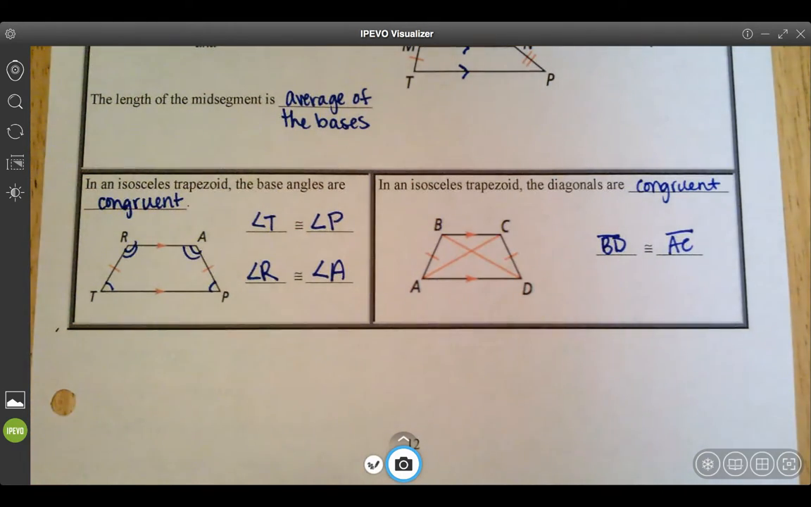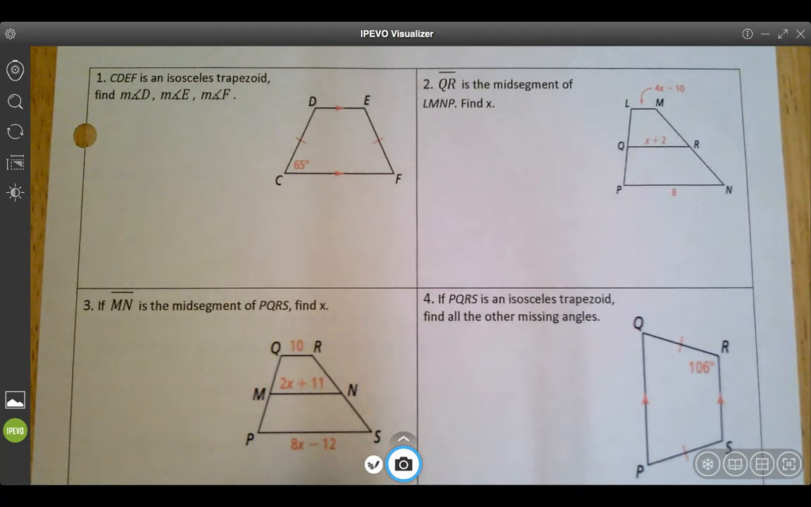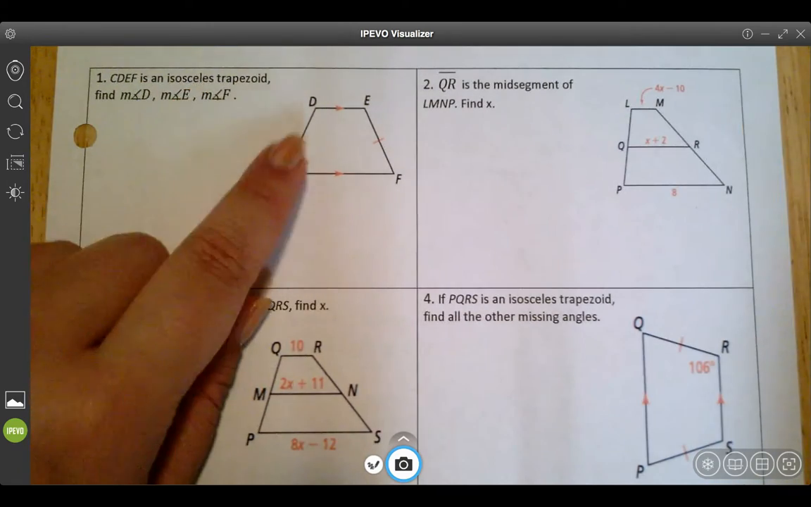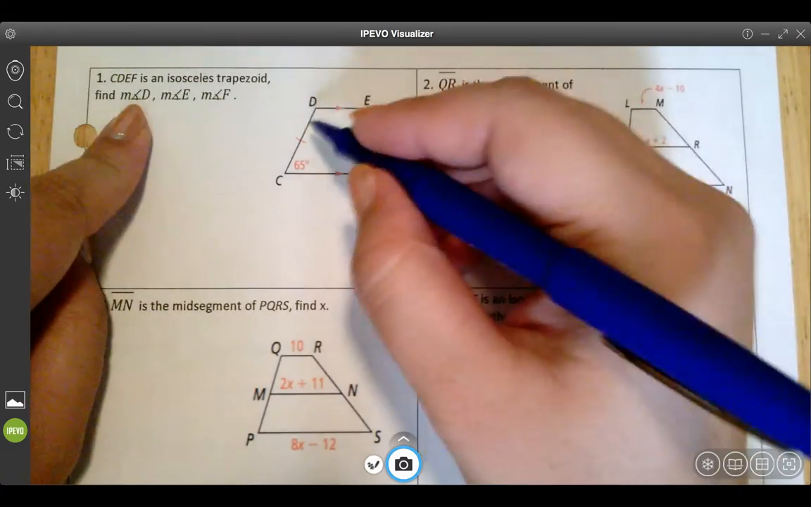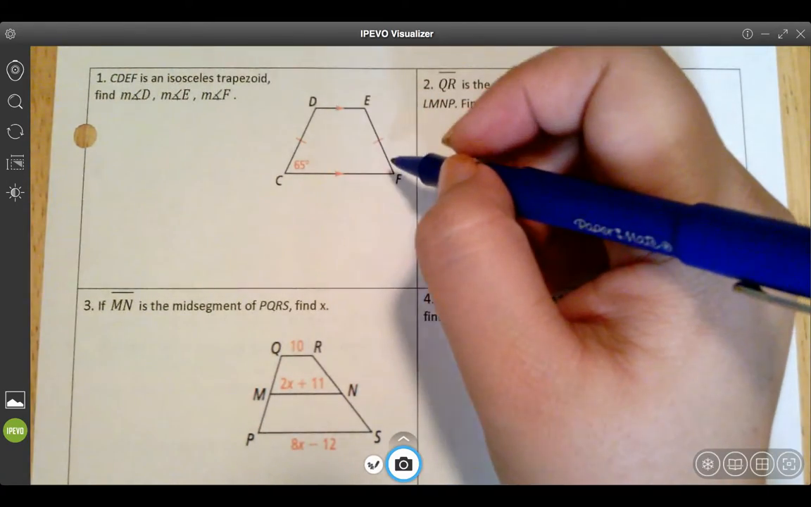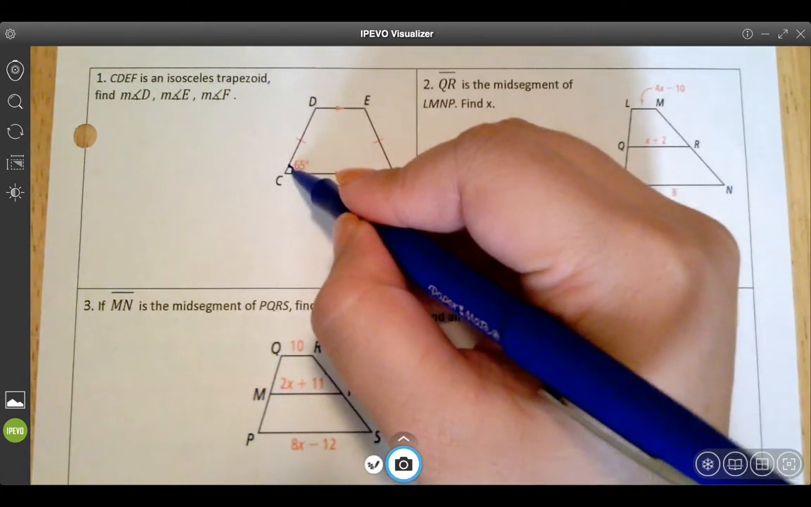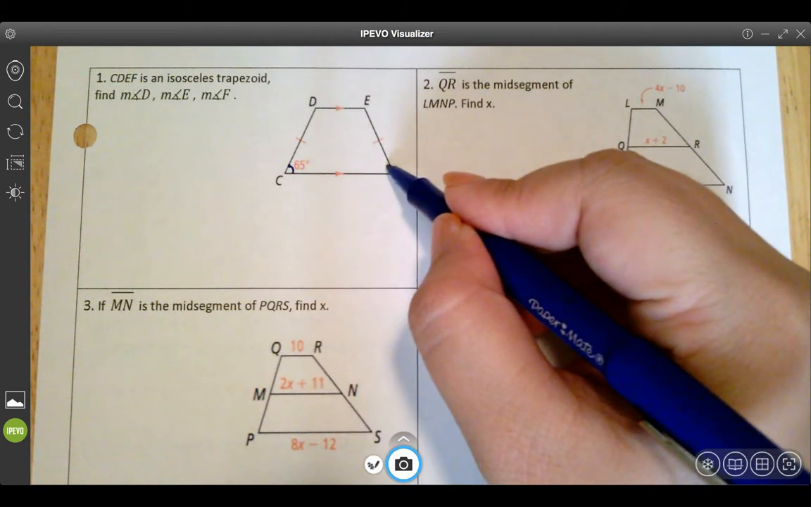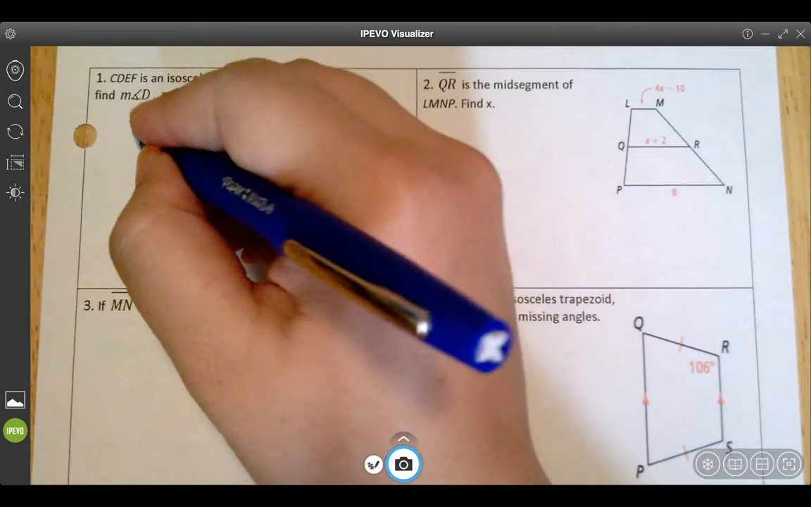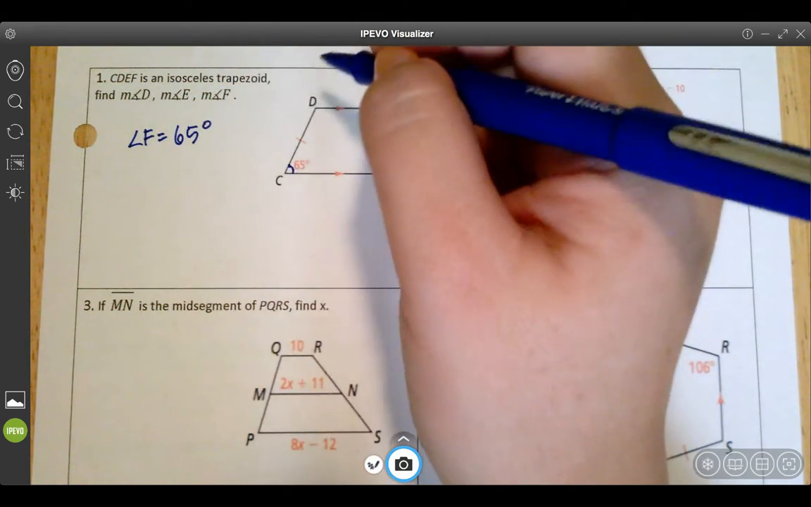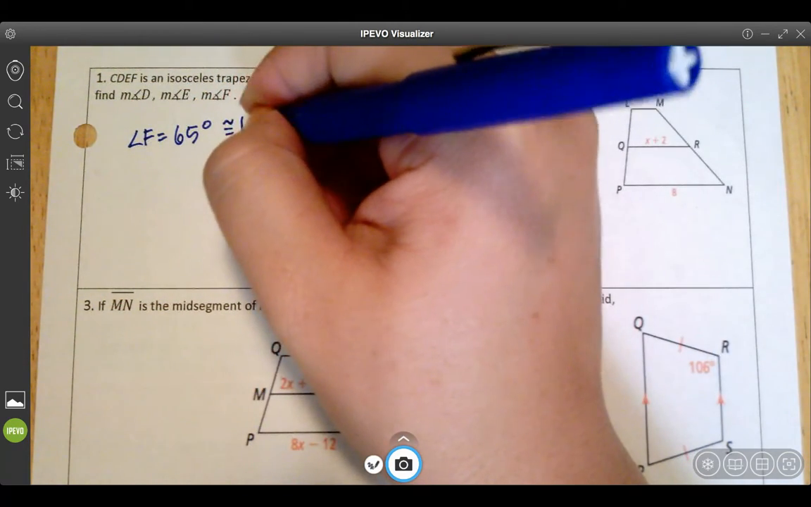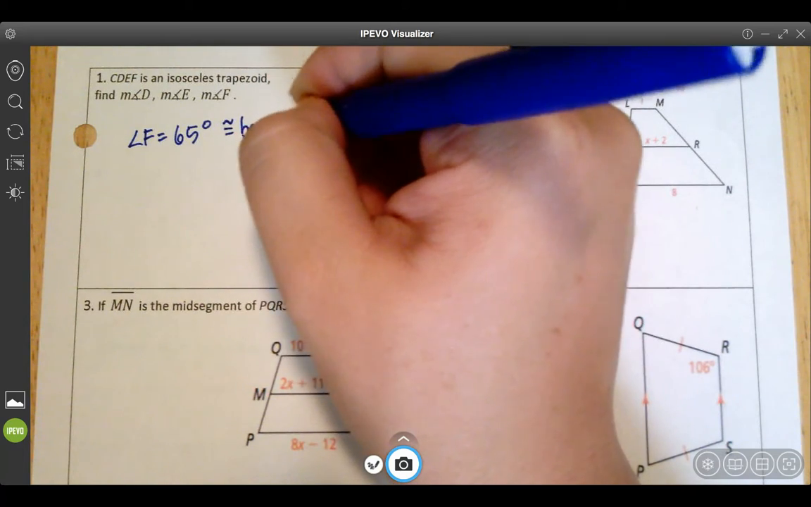Let's look at some practice problems. In our first practice problem here, we have CDEF, and we're told that it's an isosceles trapezoid, which means that the two legs are congruent. We want to find the measure of angles D, E, and F. Well, to start with, I can say this angle along the parallel line is congruent to this angle. So angle F is 65 degrees. That's by congruent base angles.